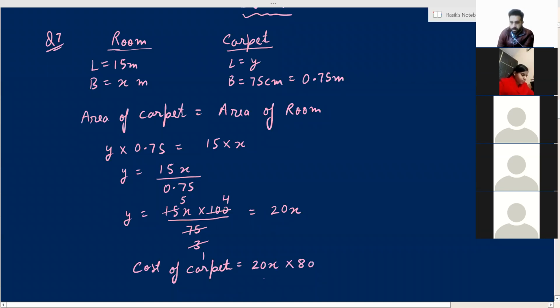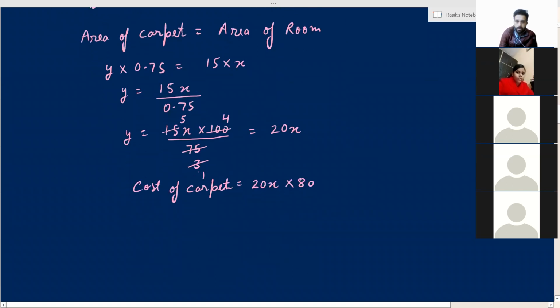Okay, so this is how we can find the cost of carpet, but in this case the cost of carpet is already given. 20x into 80 is equal to 19200. The total cost of carpeting is given, 19200. So you can find x from here, 19200 upon 20 into 80. 20 and 80 are both multiplied with x, so they will go to the RHS and go in the denominator. So simplify this.